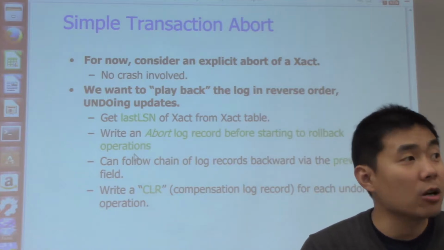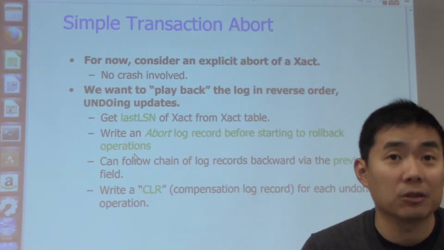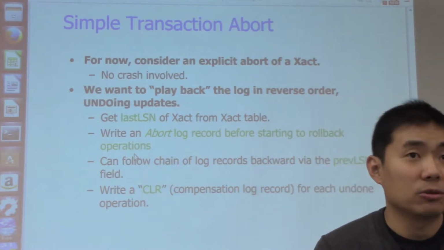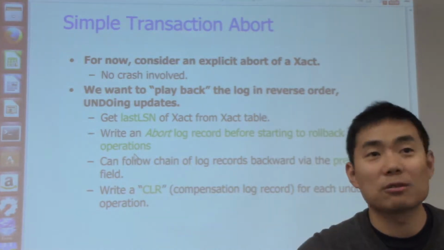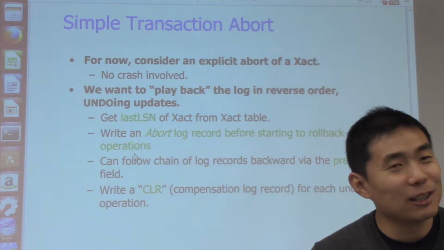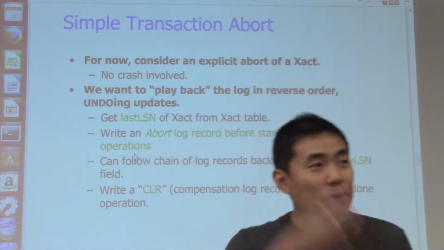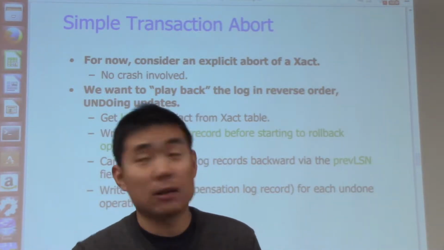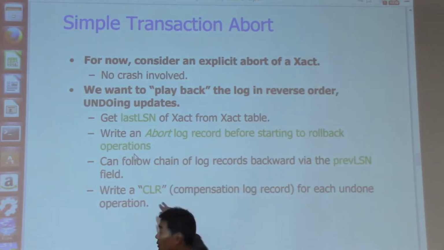Why do you need to document undo? Because you need to ensure atomicity, which means that you need to redo the undo if necessary. If the system crashes so many times, that must be a really bad system. I mean, you still haven't recovered yet. But in the worst case, you need to redo the undo. So that's why you need to document the undo by a CLR log record.